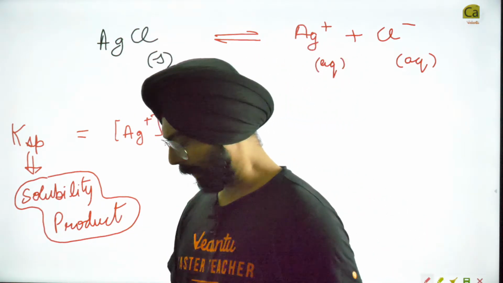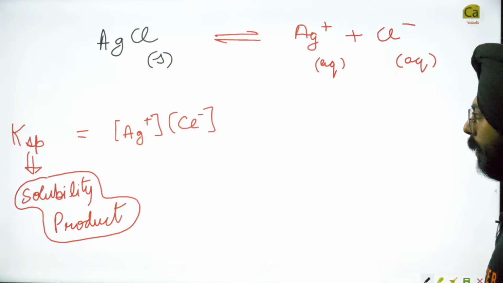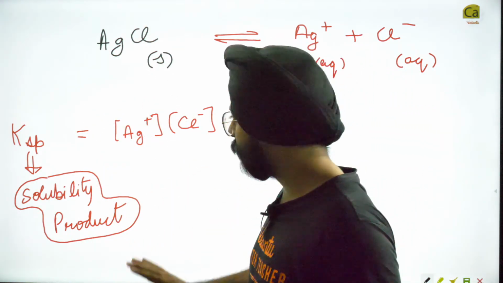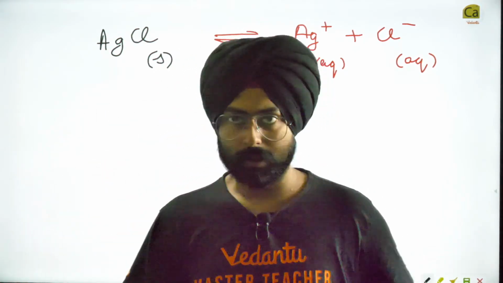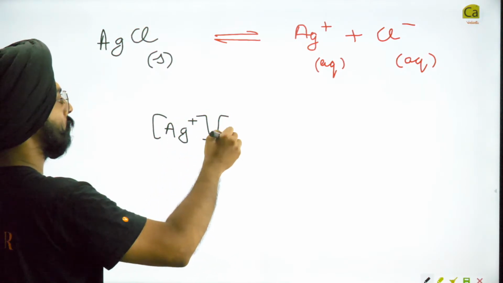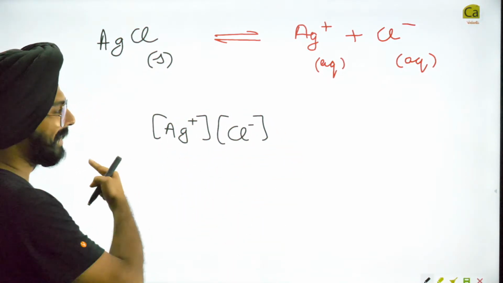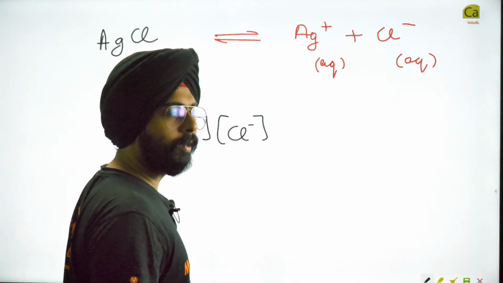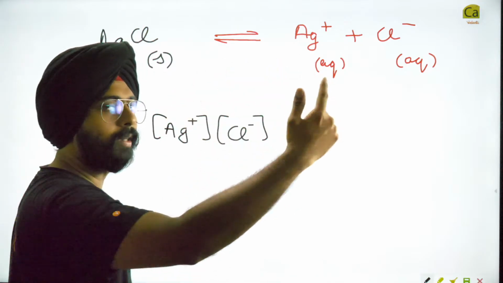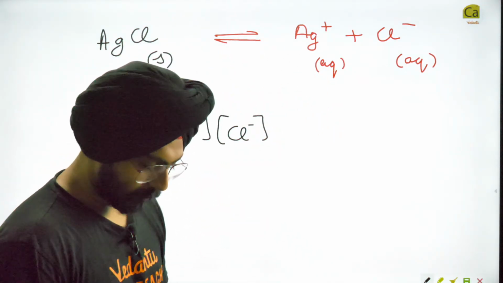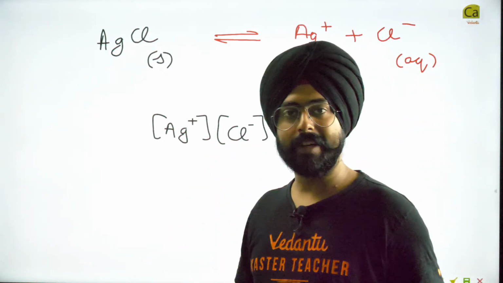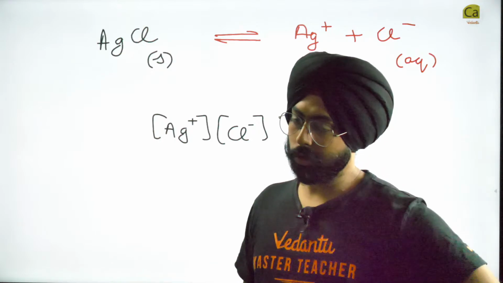Now, my dear friends, my question to you, I'm going to erase a few things, rewrite a few things, and then I'm going to ask you something. This product of Ag positive concentration and Cl negative concentration, is this going to be equal to the solubility product all the time? Is this the expression of K equilibrium all the time? Yes or no? Does this multiplication give me K equilibrium every time? Or no?